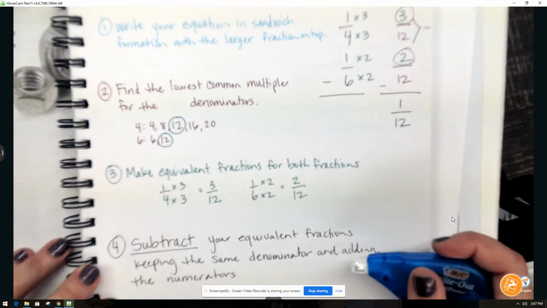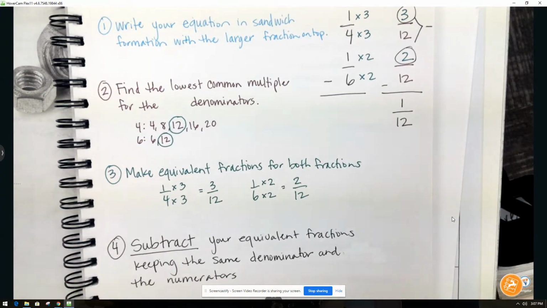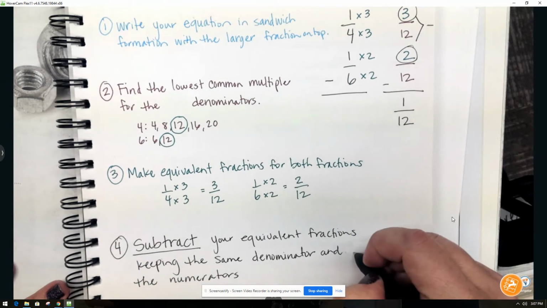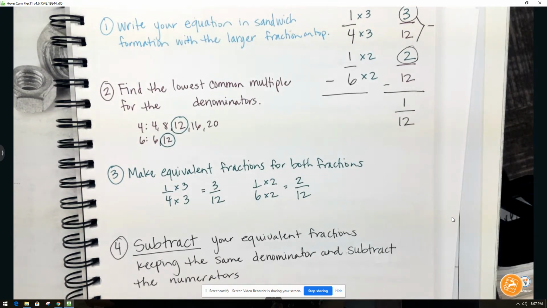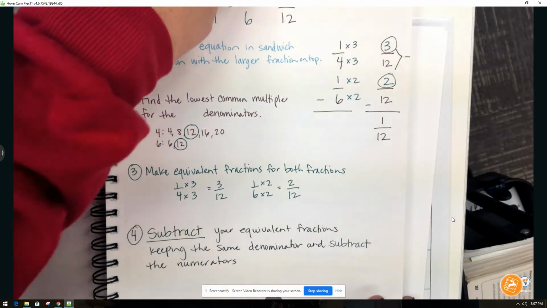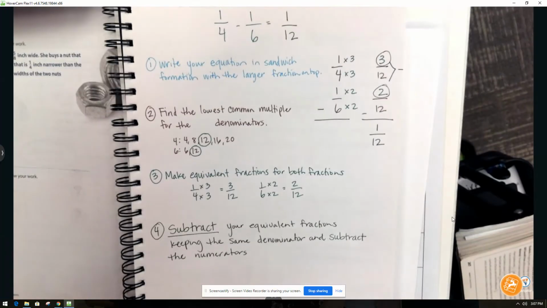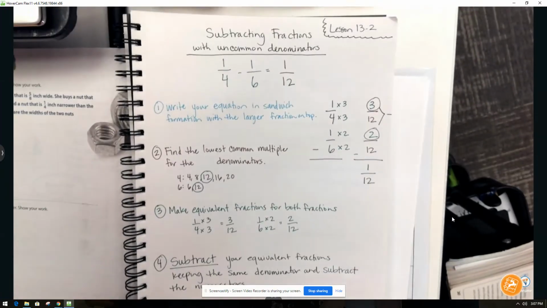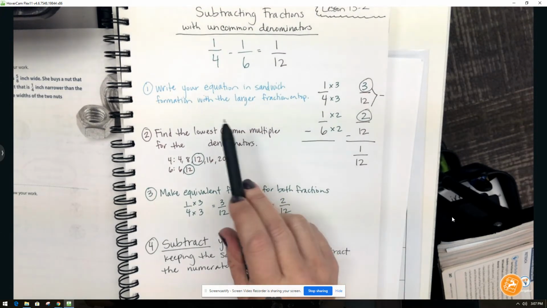I love it. We're not going to add because we are subtracting. So we subtract the numerators. There you go. So here are your steps when you are subtracting fractions with uncommon denominators.